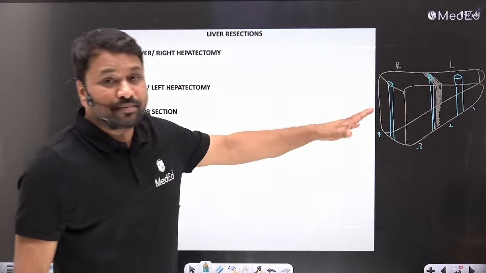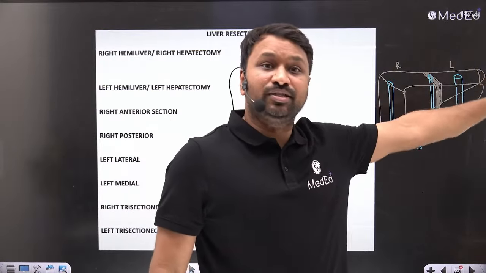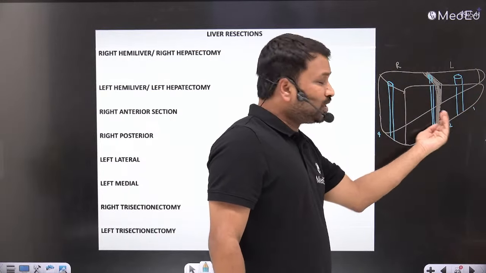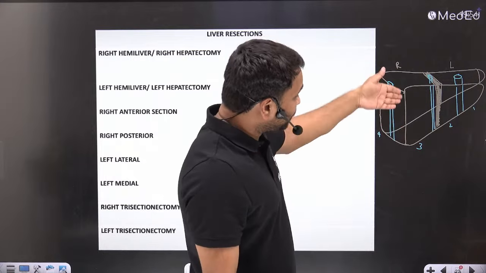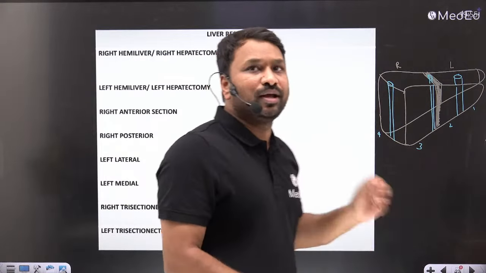So we say section number one is present on the left lateral side, so left lateral section. Section number two is your left medial section. Section number three is your right anterior. Section number four is right posterior. So that is how it is divided.